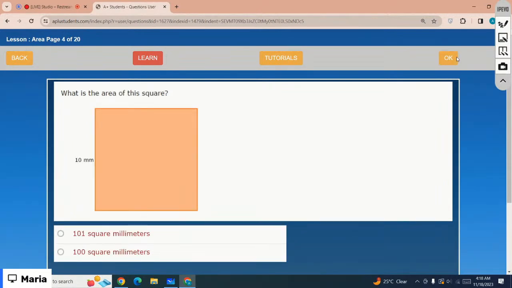Okay, what is the area of the square? Which is the correct option? Very good. Whenever you need to calculate the area of the square, just do side times side. That would be 10 times 10. So the correct option is 100 square millimeters. Option number 2 is the correct option.